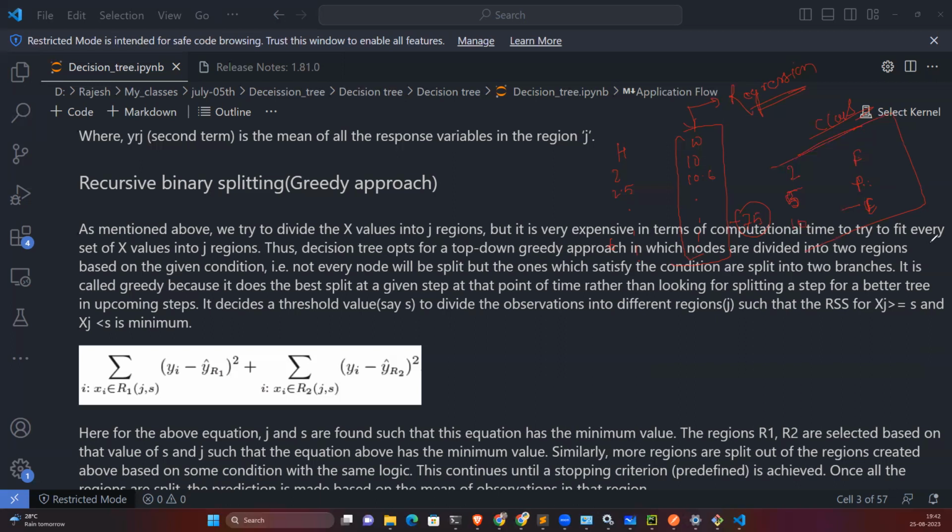Did you guys understand now? Is it clear what is regression, what is classification? Yes, sir. Okay, very good. Okay, regression is a continuous manner. Very nice, very nice. Yes.